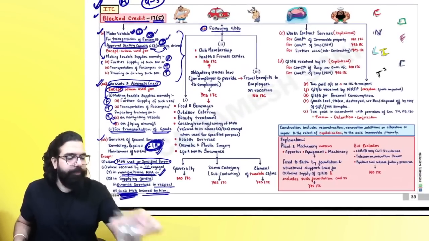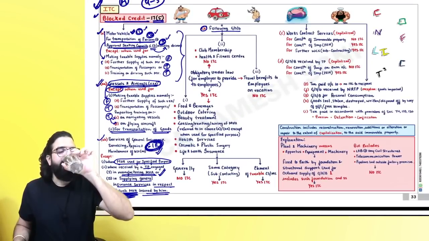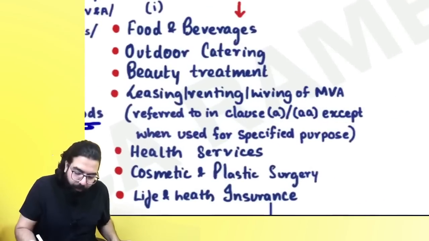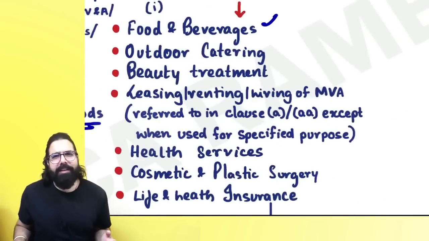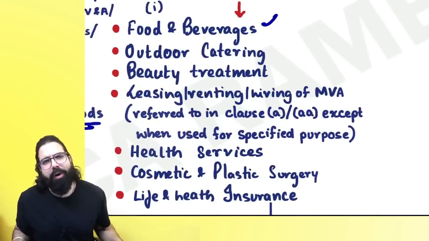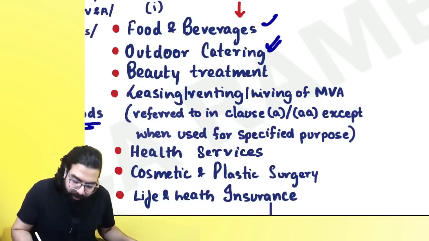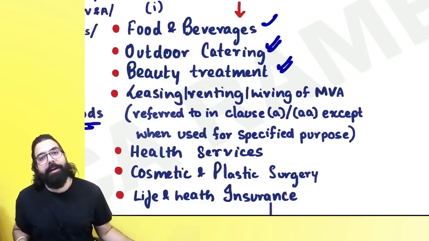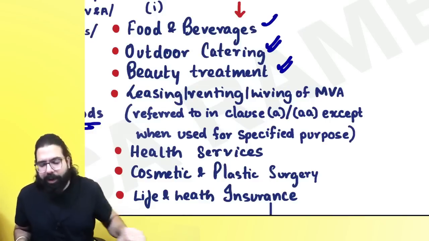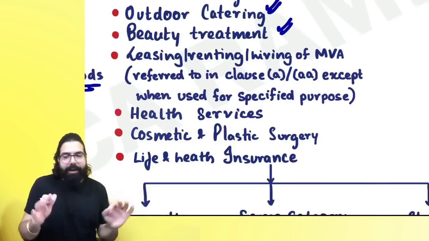Number one, food and beverages. Always remember food and beverages. If you went to a hotel and bought some food and beverages, the credit on all the food and beverages will not be allowed. Then, outdoor catering credit will not be allowed. Sir, beauty treatment. Shah Rukh Khan's company told that they will hire a beautician for Shah Rukh Khan and get beauty treatment. The credit on the beauty treatment bill you will never get.